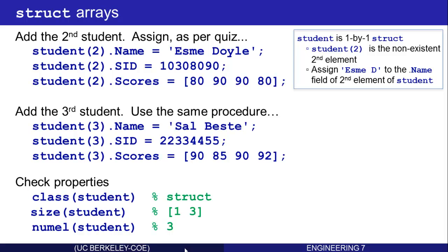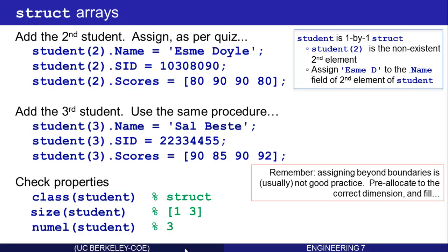The same thing holds for struct arrays. You've probably experienced the Matlab editor making recommendations to you about the inefficiencies of changing the size of arrays in functions. The point to remember is that assigning beyond boundaries is usually not good practice. It's better to pre-allocate to the correct dimension and fill.